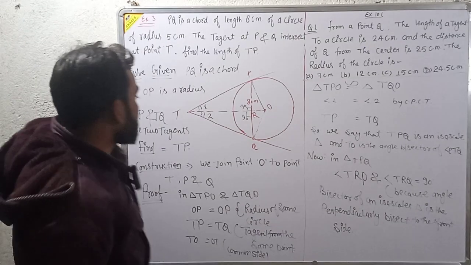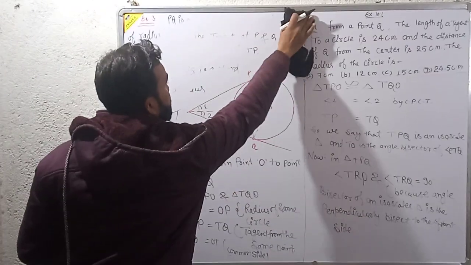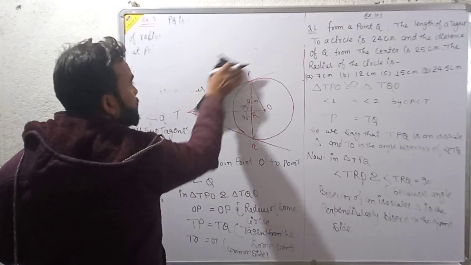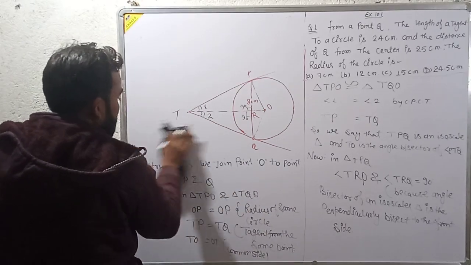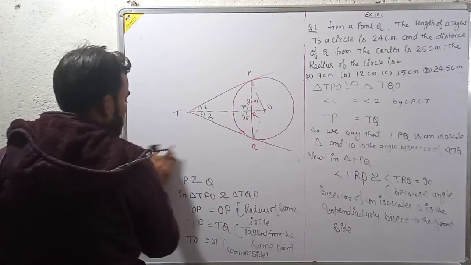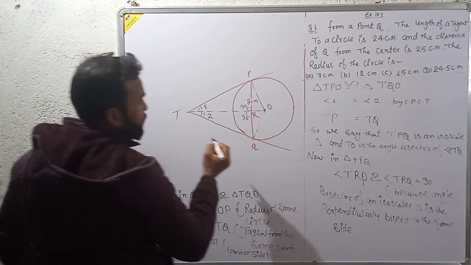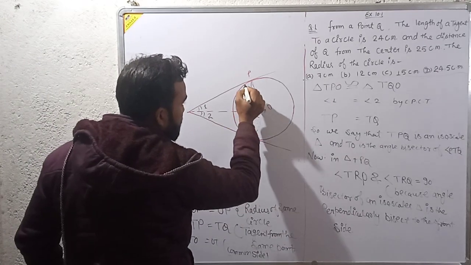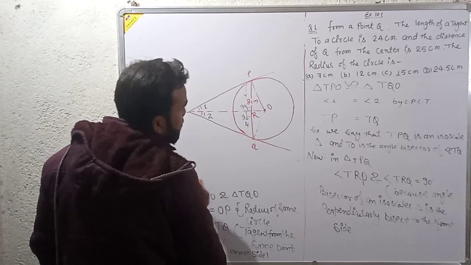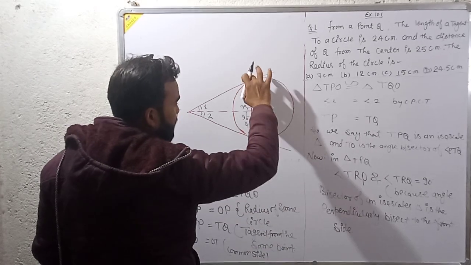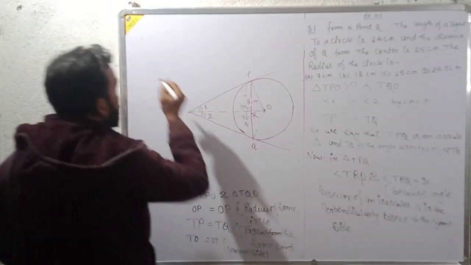Again, let me suppose this will be equal to 4 units and this is also equal to 4, because PQ is divided into two equal halves. Clear?